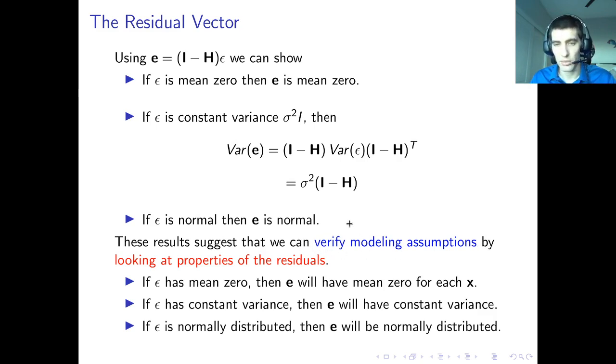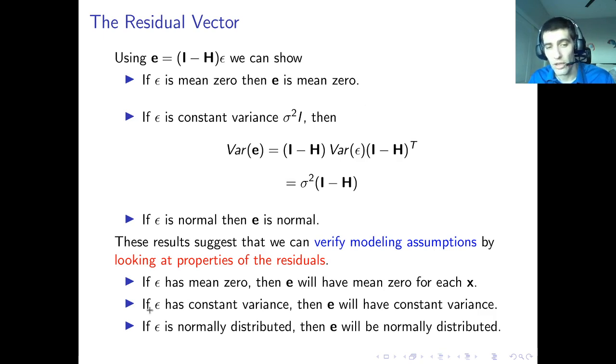These modeling assumptions are these three tiered assumptions. The expectation of epsilon is 0 for every x. Epsilons are constant variance and uncorrelated, and the third one being Gaussian distributed, mean 0, constant variance. We're going to be able to verify these assumptions by looking at the residuals, and we know that if epsilon is mean 0, then the residual vector will have mean 0, right? This is what we just talked through.